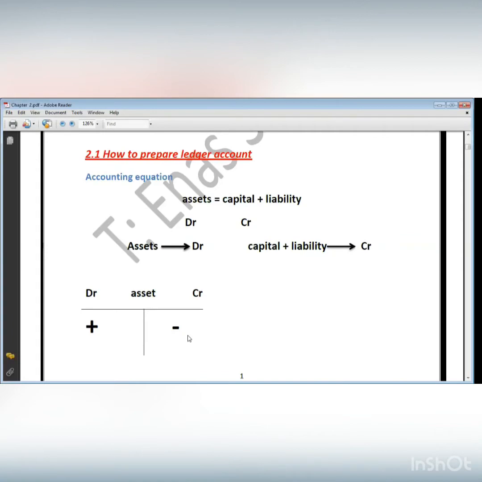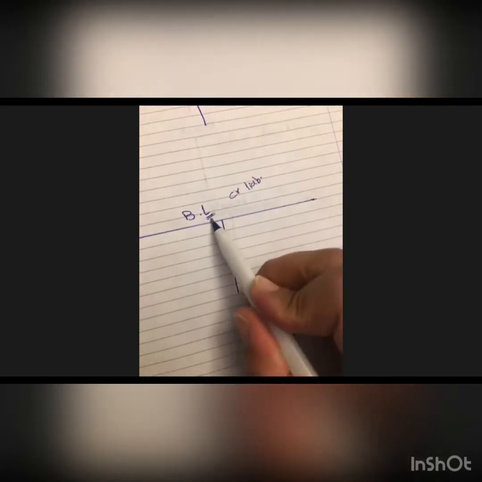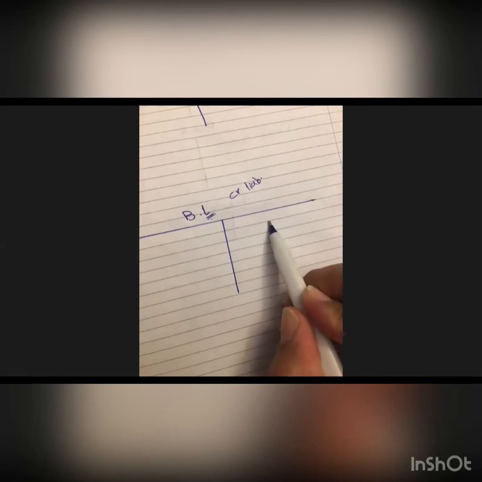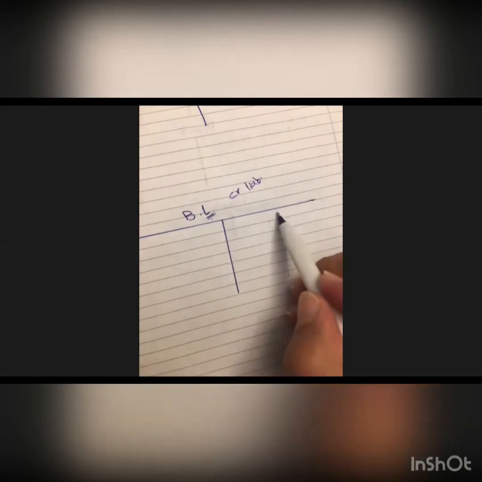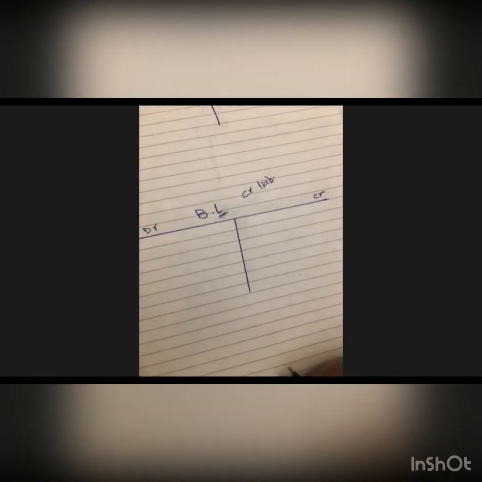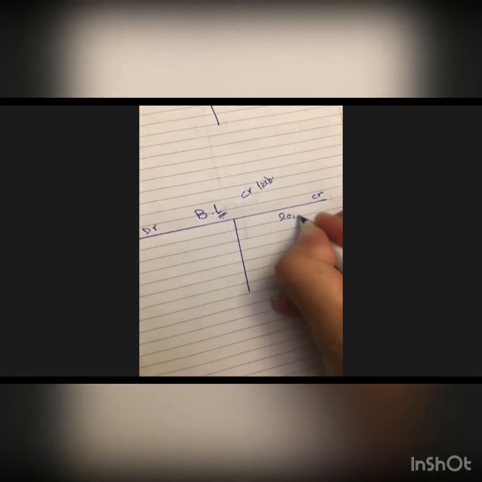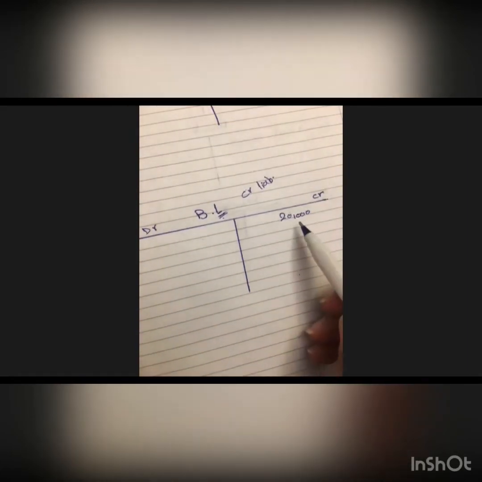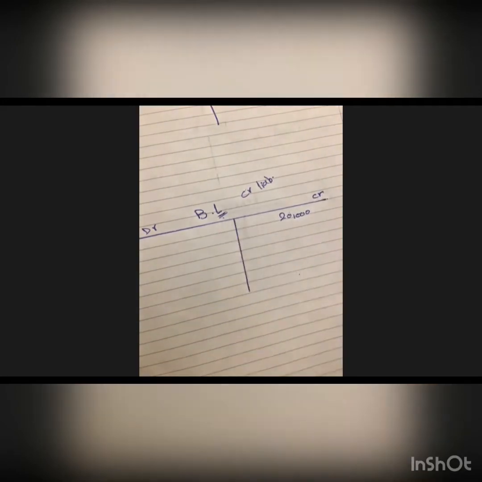Let me show you here. This is the bank loan. This is the T account that I said. So for the bank loan here, is it debit or credit? It's credit. Why? Because it's a liability. Where will I put this bank loan? On the right-hand side or the left-hand side? I will put it on the right-hand side, because this side is credit and this side is debit. So I will put it here, for example $20,000. This is the value of the bank loan.